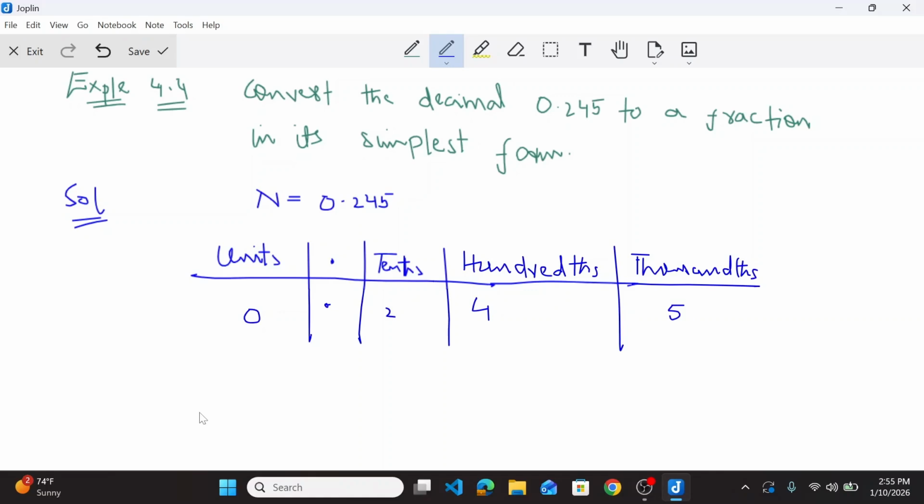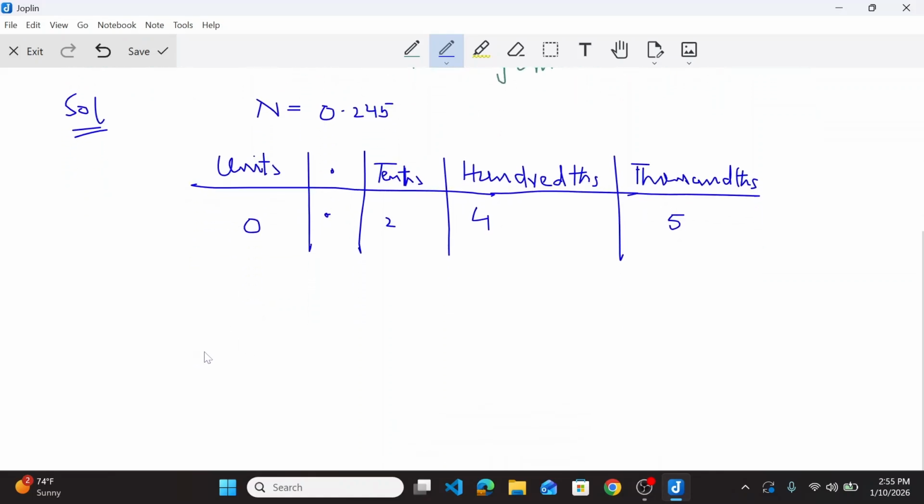So why am I writing this? Because we should know what the places are. The number which is on the place tells which place it is. So we want to convert 0.245, we want to decompose it like this. We want to split it like this: 0.2, which is on the tenths place, and 4 is on the hundredths place, so 0.04. And now we have 5 on the thousandths place.